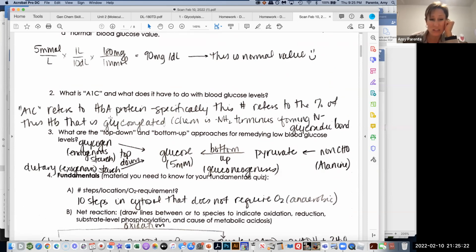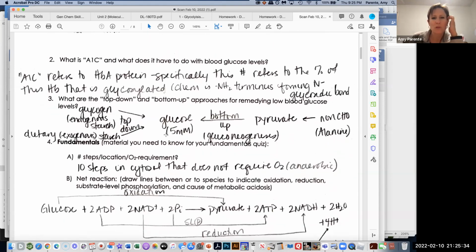So what I'm going to do is I'm just going to read through these answers. And if there's one that somebody wants me to explain a little bit more, we'll go over it. How's that sound? Good. Top down and bottom up approaches for remedying low blood glucose. Top down is where we're going to have glycogen as endogenous starch, or you can have dietary or exogenous starch get broken down, and that's one way to remedy blood glucose. Or the bottom up approach is gluconeogenesis, where we take some non-carbohydrate precursor such as alanine. Remember, alanine is the cognate amino acid that will make pyruvate, right? If you deaminate alanine, it makes pyruvate.